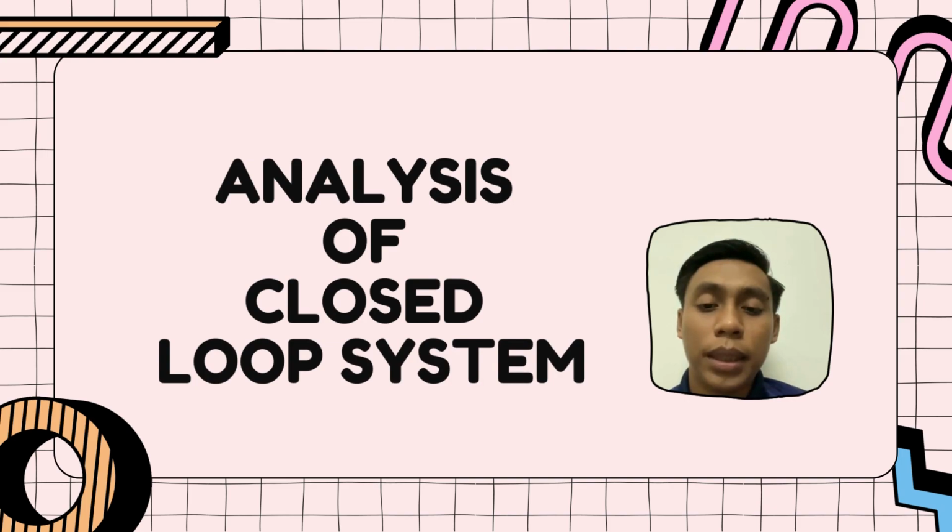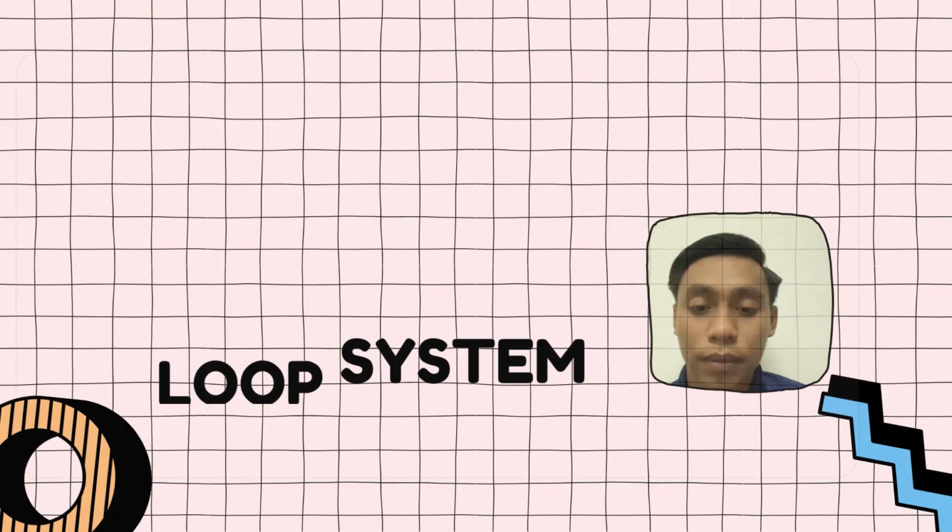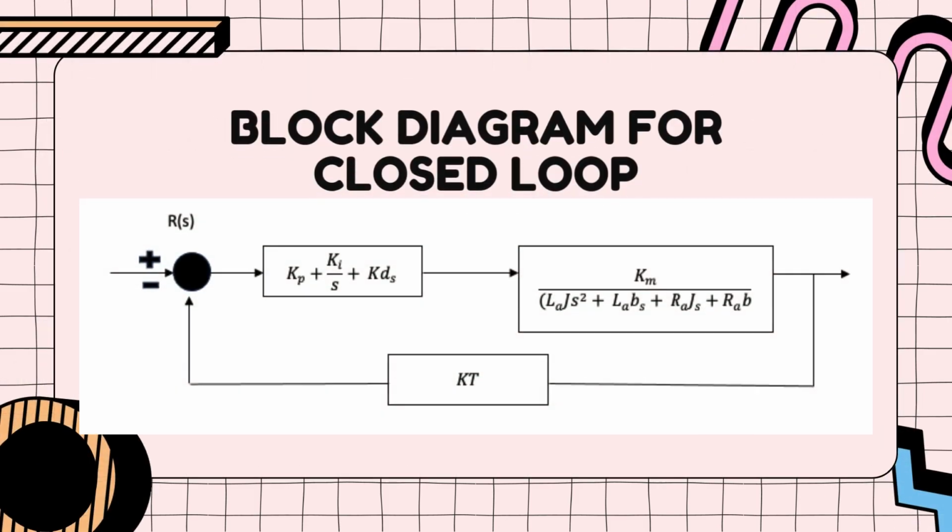For closed loop system analysis, our main goal is to find the Kp, Ki, and Kd values of the PID controller. These values will affect the stability of the system, by referring to the graph. We use MATLAB software to generate the Simulink model based on the block diagram for the closed loop system. This is the block diagram for the closed loop system.